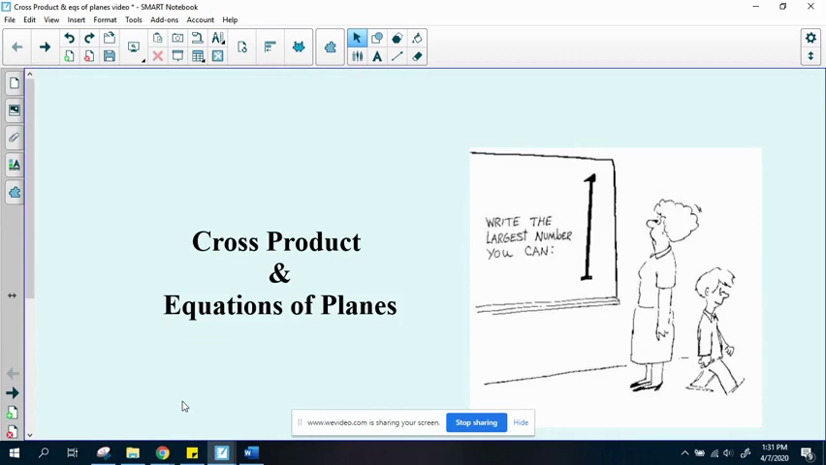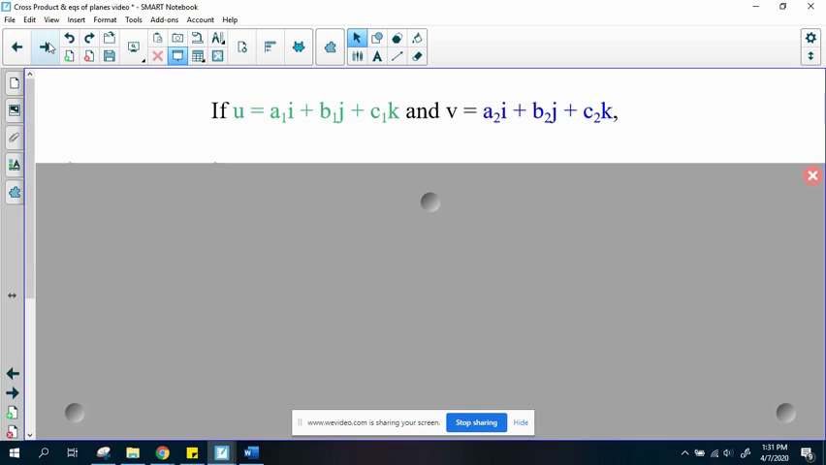Today this video is going to teach you how to find the cross product and then how to use the cross product to find the equation of a plane. So let's get started. First of all, you're going to have two different vectors. They can be u, v, whatever they are, and we're going to ask you to simply cross them.